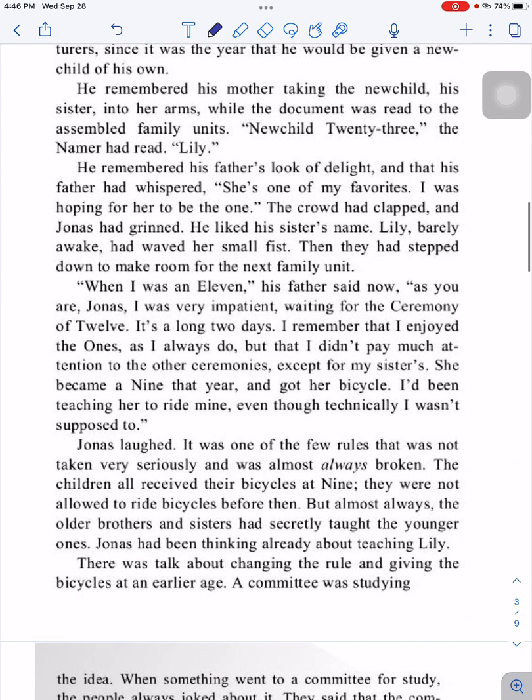When I was an 11, his father said, now, as you are, Jonas, I was very impatient, waiting for the ceremony of 12. It's a long 2 days. I remember that I enjoyed the ones, as I always do, but that I didn't pay attention to the other ceremonies, except for my sister's. She became a 9 that year and got her bicycle. I'd been teaching her to ride mine, even though technically I wasn't supposed to.